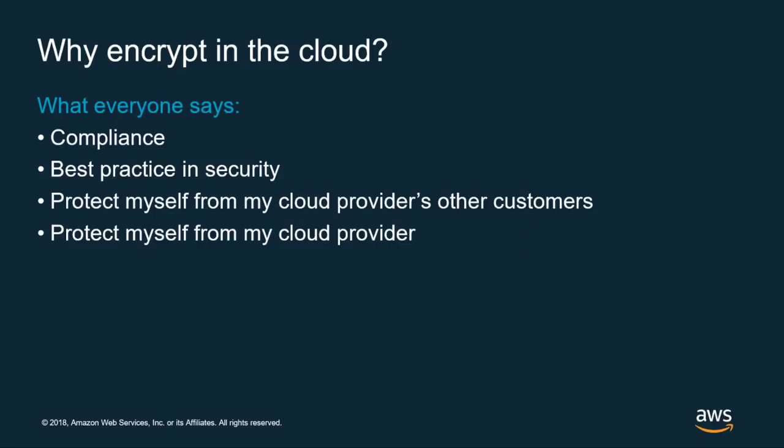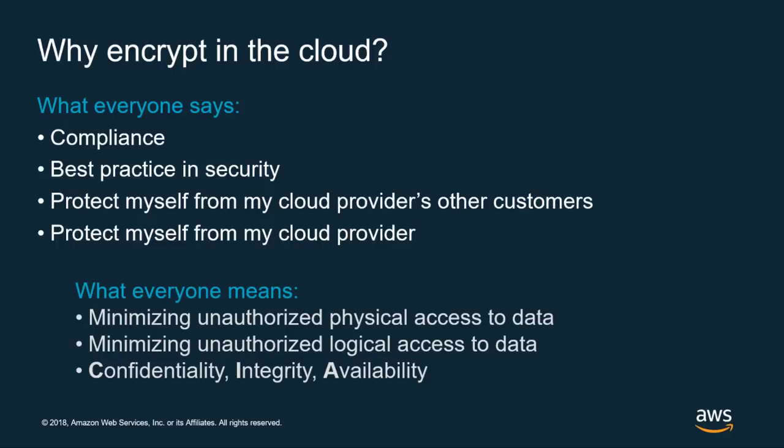So this is all about granting access, but the second level of protection of your data is really encryption. And what is encryption about? It is a fundamental thing that should be used in the cloud at all times. What people say it's about is compliance. It's a best practice in security. I want to protect myself from other cloud providers, other customers. And I want to protect myself from my cloud providers so they can't snoop my data. But what people really mean is you want to minimize unauthorized physical access to data.